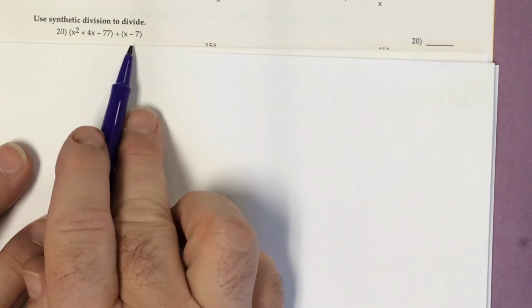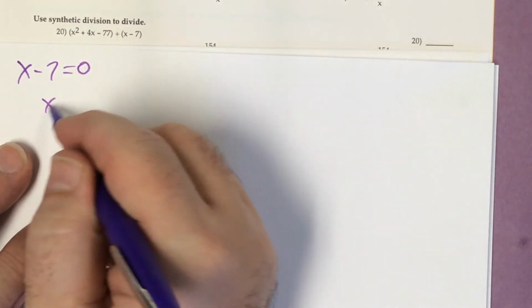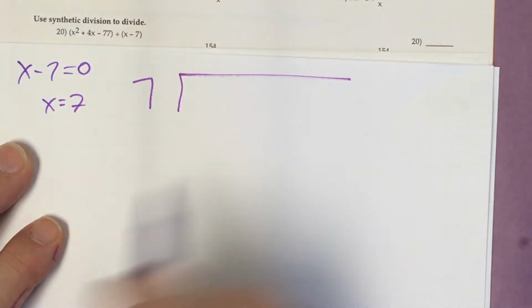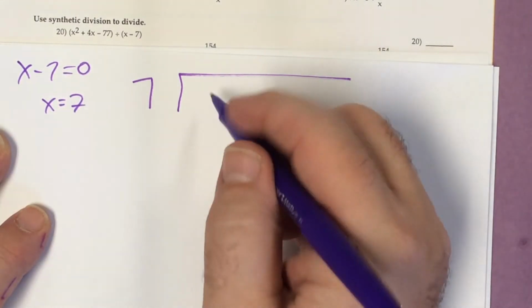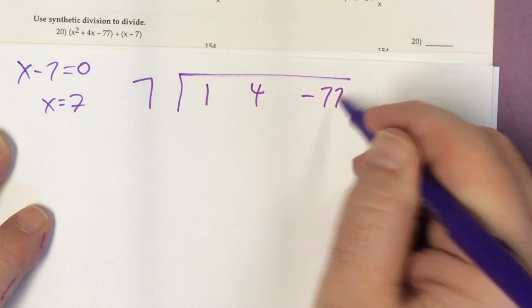So what I'm going to do in this process here is if I have x minus 7, I set that equal to 0, that will give me x is equal to 7. And that's what I'm going to attempt to divide through. And then here I have x squared plus 4x minus 77. So I'm going to write 1, 4, and then negative 77.